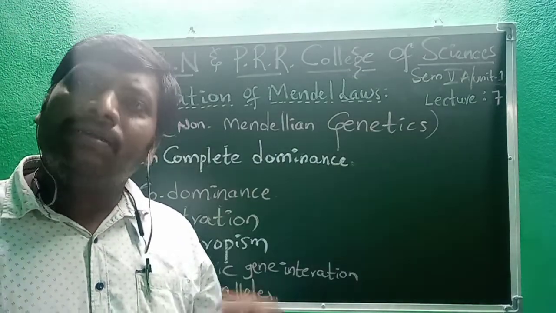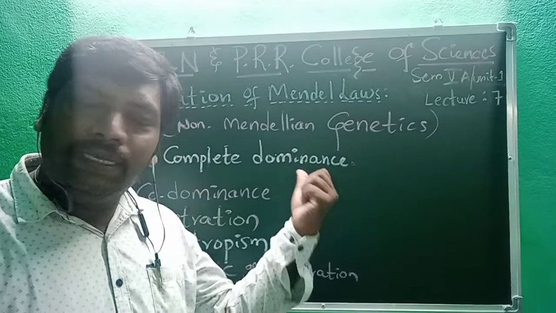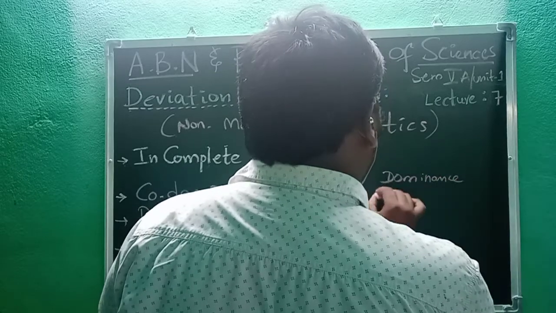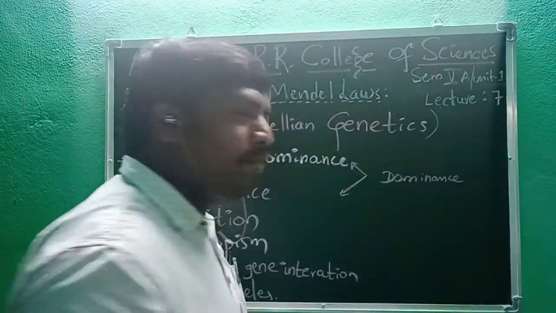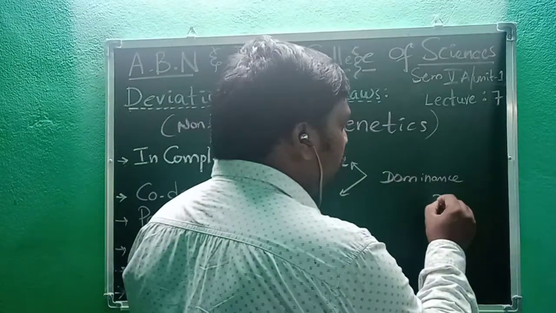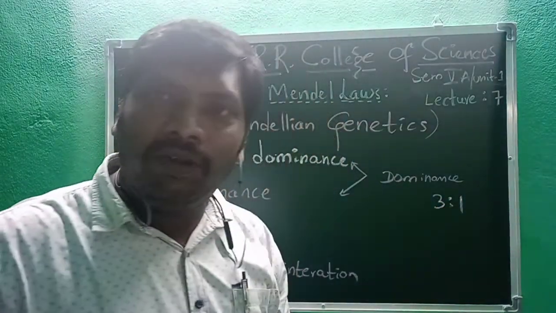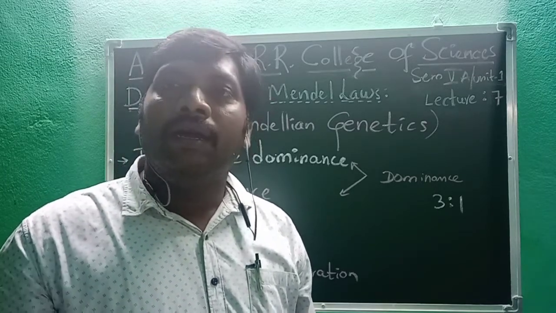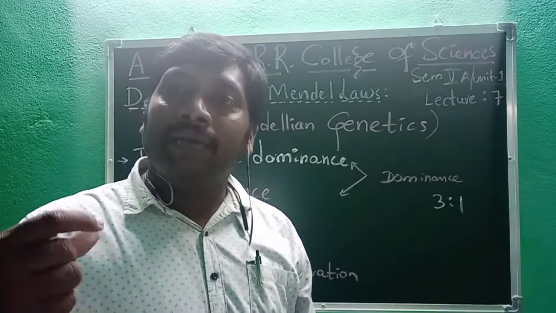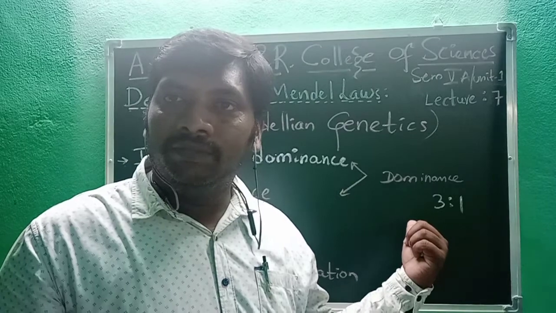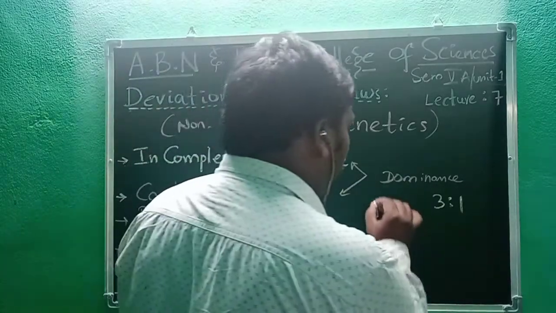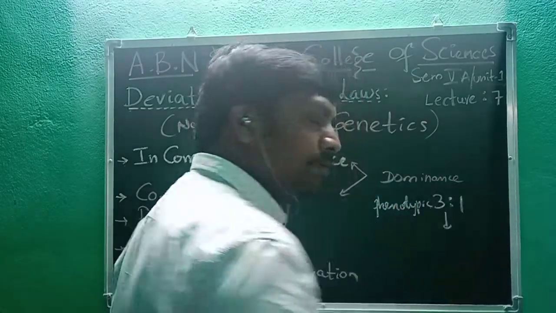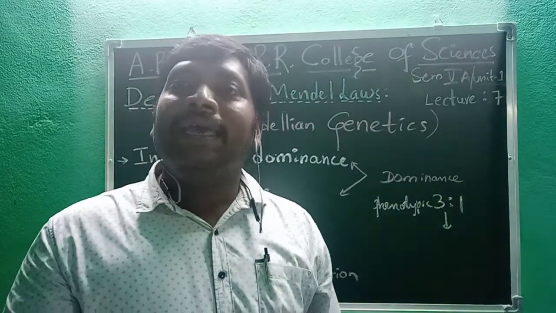Here the topic is dominance. Dominance is divided into two types. In a monohybrid cross, we have the phenotypic ratio and the genotypic ratio. What is meant by phenotypic ratio? The phenotypic ratio is the experimental or morphological or exhibiting ratio, that is, the external ratio. What is meant by genotypic? Genotypic is the recessive form.